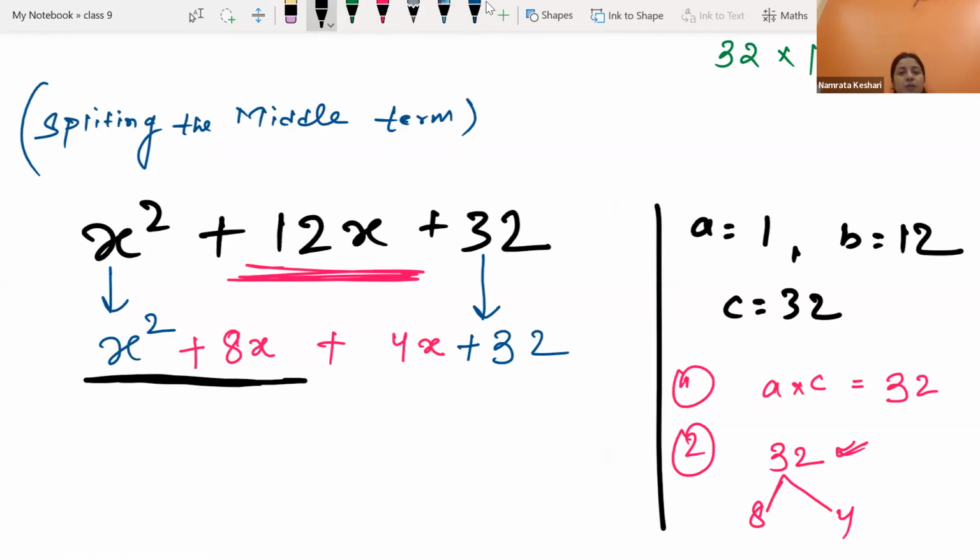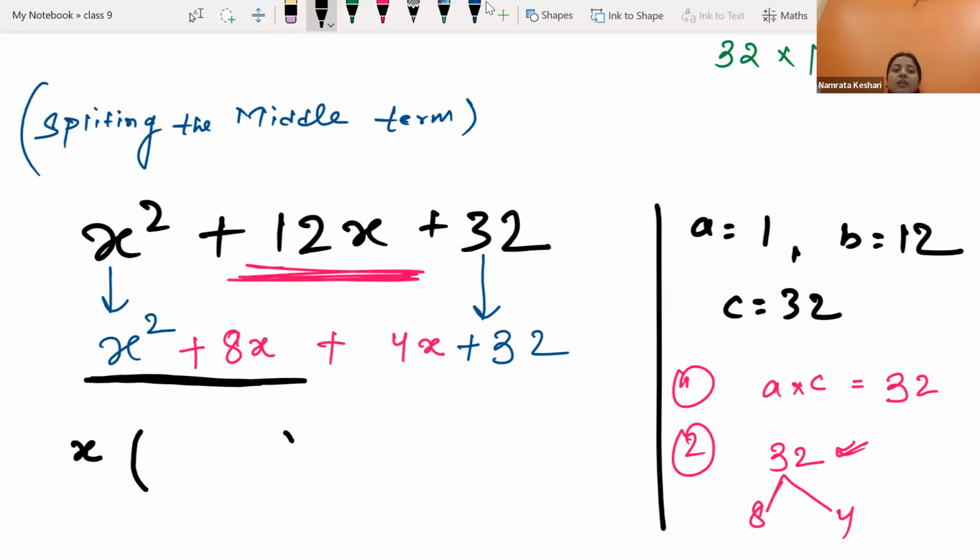let's take out a common factor from the first two. Please tell me what is the common factor. 1 and x. Yes, 1 and x. We can say just x. 1x or x is the same thing.